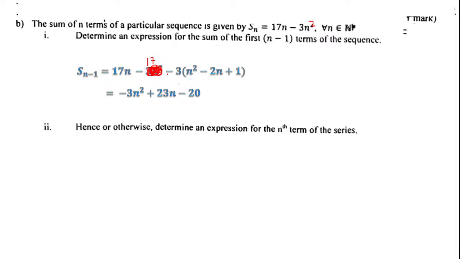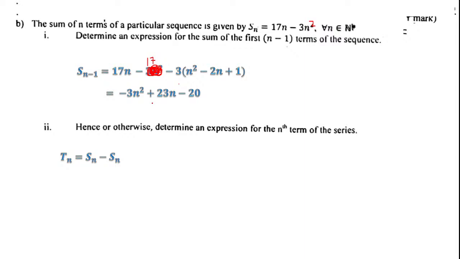Plus 17n plus 6n, that is minus 3 times minus 2, that's plus 6, will give us 23n, then minus 17 minus 3 is minus 20. So this is what we have, minus 20. So that's the expression for the first n minus 1 terms.